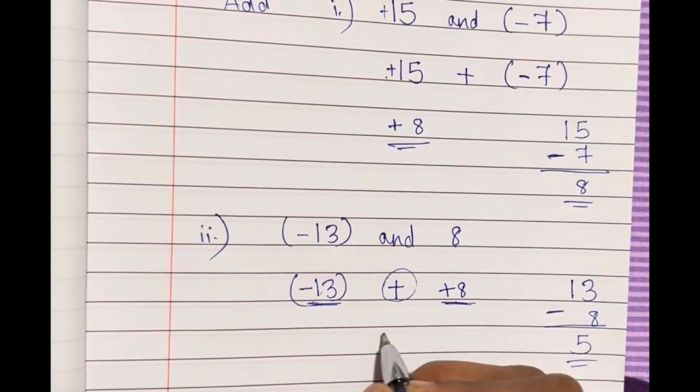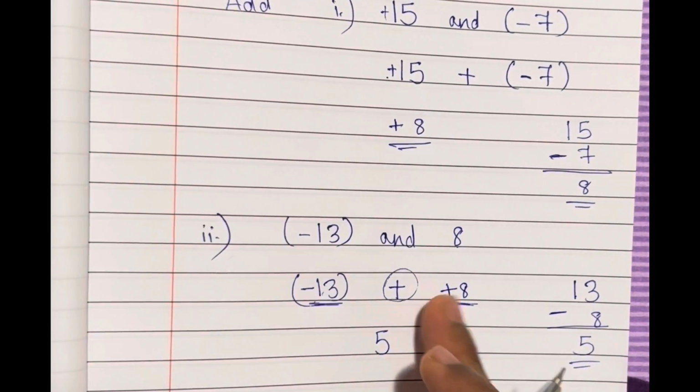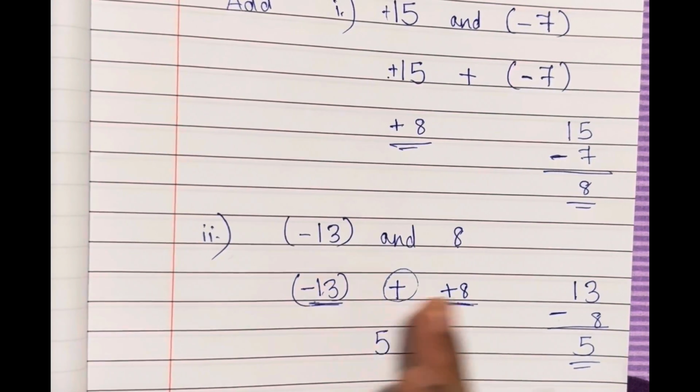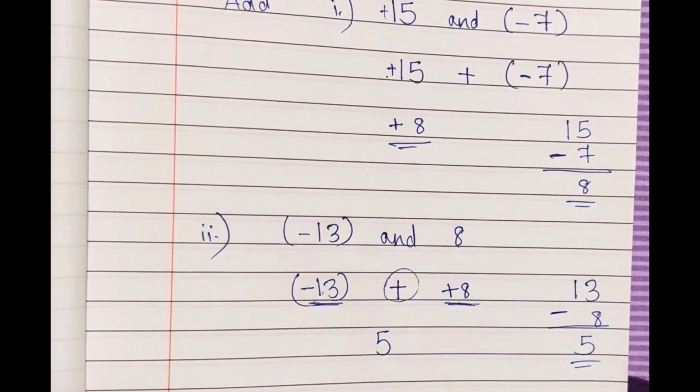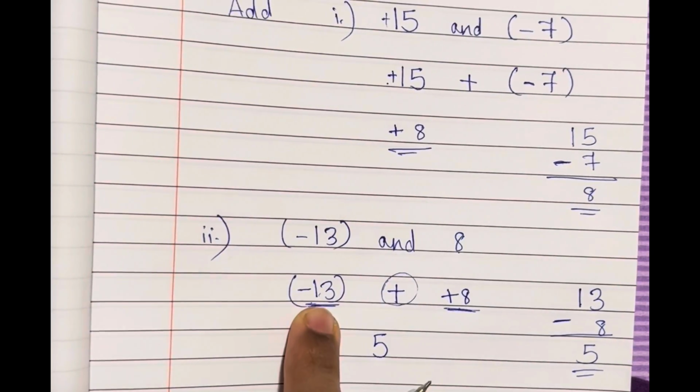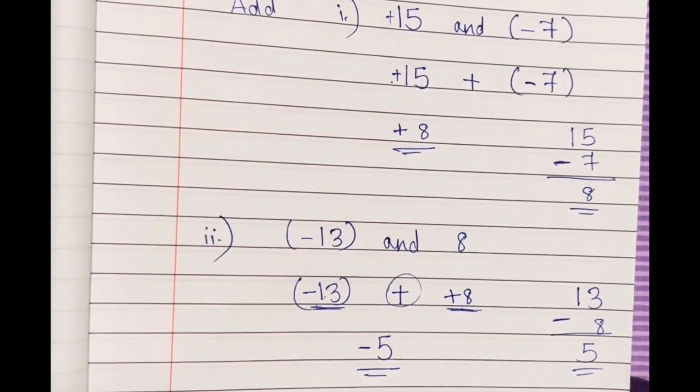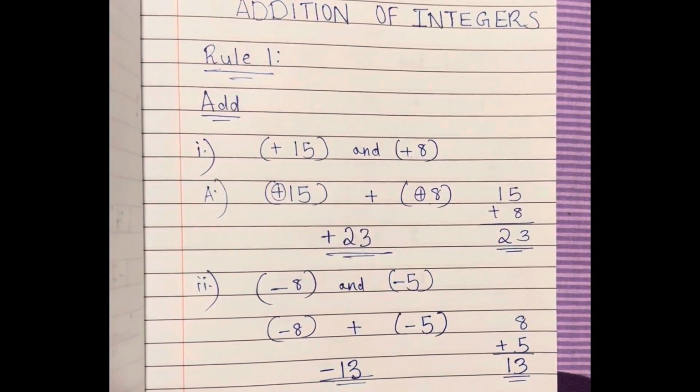So this 5 we are writing here, then looking at the equation and seeing which is the largest number, 8 or 13. 13 is the largest number. Now see what the sign of 13 is. It is negative. So the answer will be minus 5. Okay, so now we'll simply brush up rule 1 and rule 2.